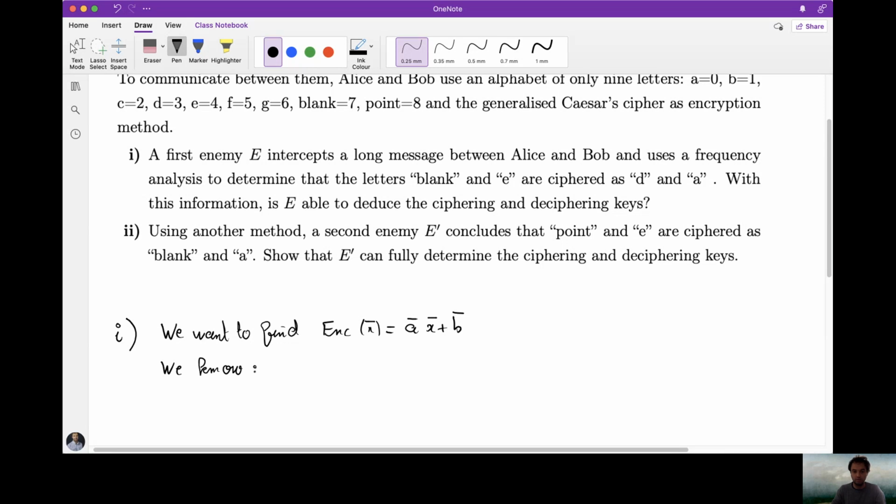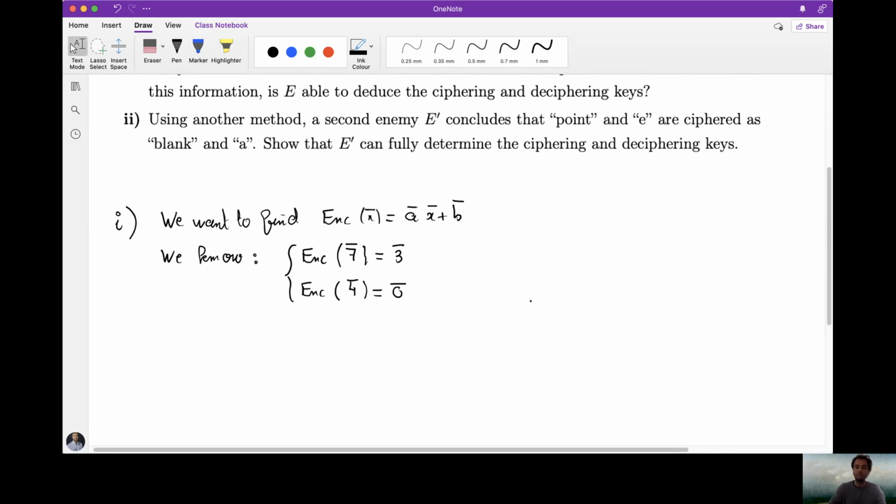two pieces of information thanks to the frequency analysis. The first one is that the encryption of the letter blank, so blank corresponds to 7, gives the letter D, so D is 3 here. And the second one is that the encryption of the letter E, so E is 4, gives letter A, so A is 0. Okay, so these are the two pieces of information we know, and from this we try to find A and B.